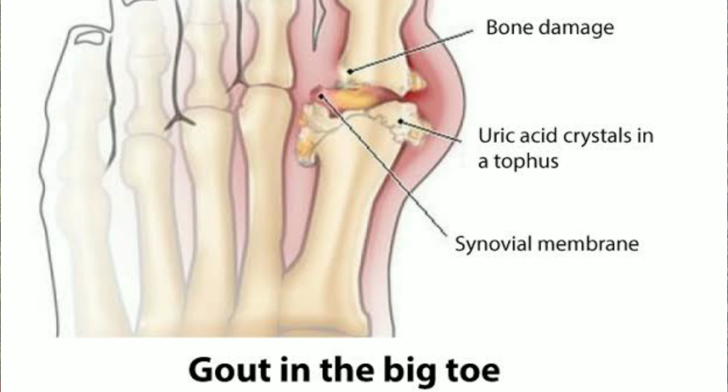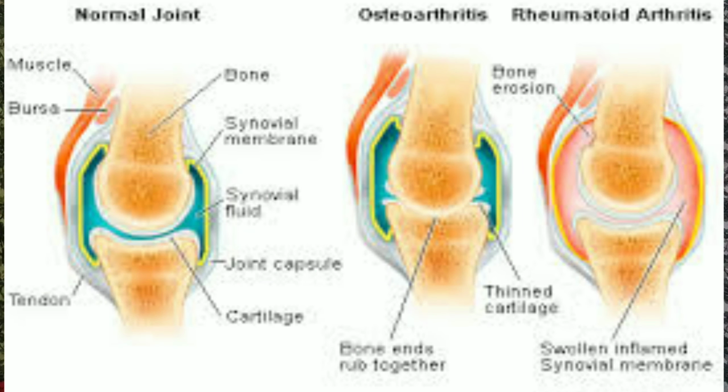Next is gout. It especially affects the big toes, along with heels, ankles, knees, wrists and fingers. But in this, uric acid crystallization, that is, deposition of uric acid crystals, takes place within the joint spaces and in the kidneys too. If it is in the joint spaces, it is termed tophi, and if it is in the kidneys, it is termed renal calculi. So uric acid crystallization is gout. Along with it, high-grade fever and malaise are also seen in gout.